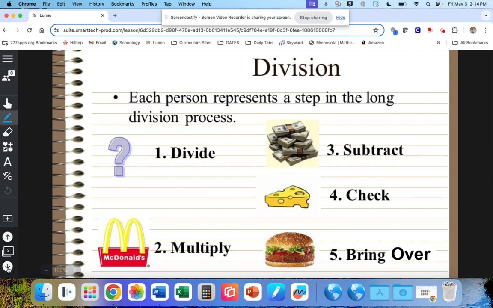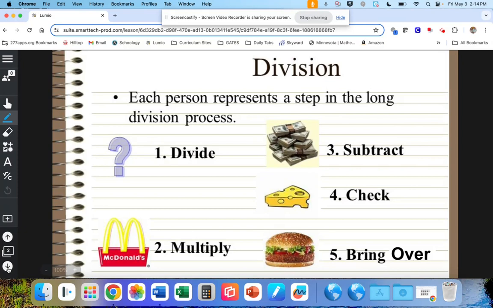The first thing to know about division is, does McDonald's sell cheeseburgers? This is a great little phrase to keep in mind when you're completing the division process. Does McDonald's sell cheeseburgers? The D for does stands for divide. Your very first step is going to be divide.